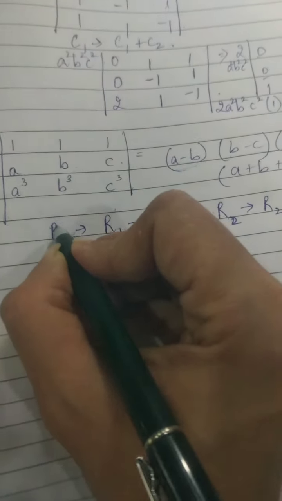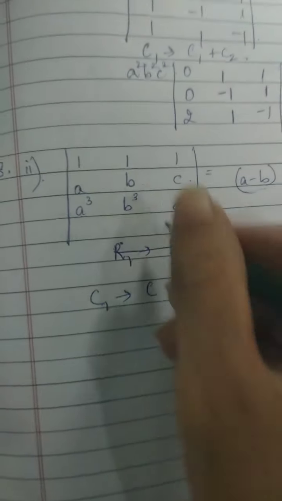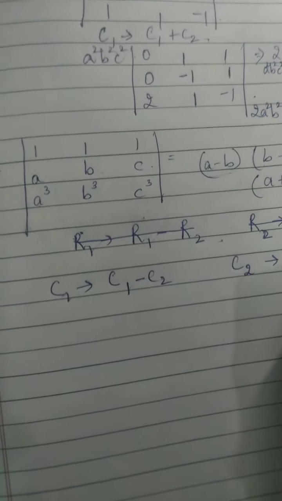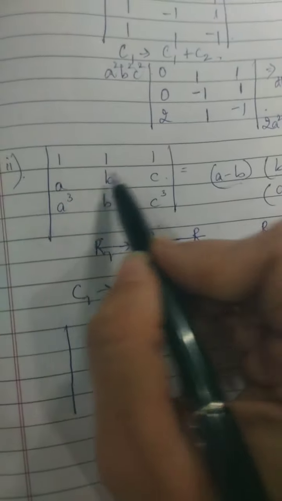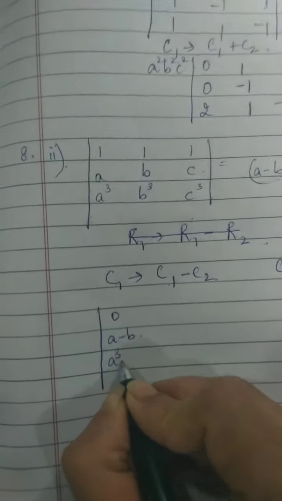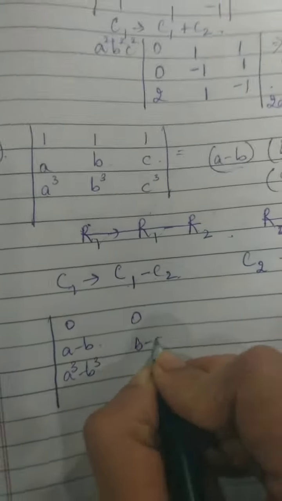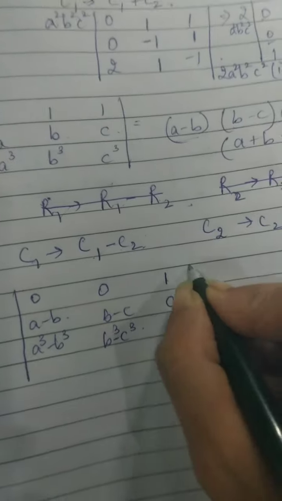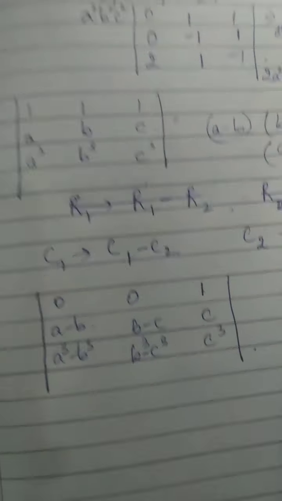Sorry, it's column, not row. We'll be taking the columns. So it's C1 is C1 minus C2, and C2 is C2 minus C3. So first of all, we will apply C1 minus C2. So C1 minus C2, 0. Here we get A minus B. Here we get A cube minus B cube. Again 0 over here. C2 minus C3, B minus C, and B cube minus C cube. And 1, C cube over here. Now, what is A cube minus B cube equal to?